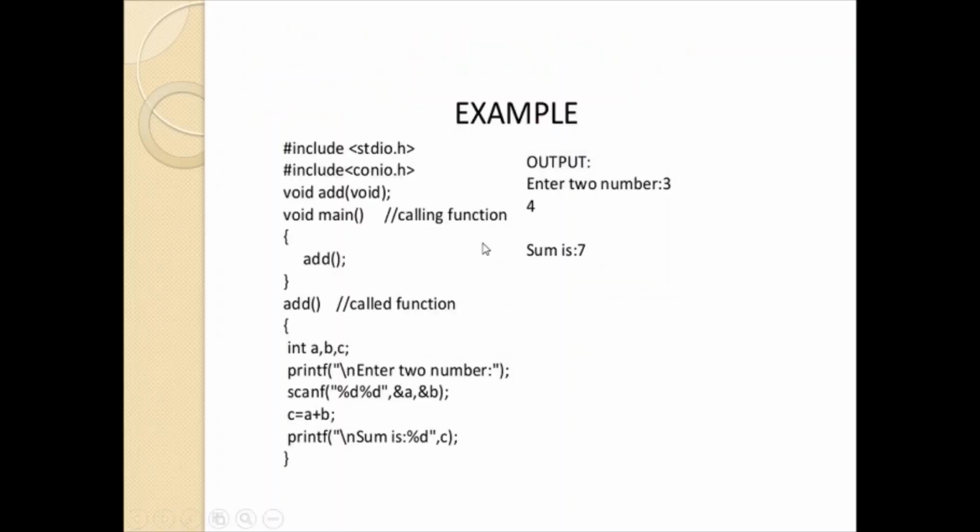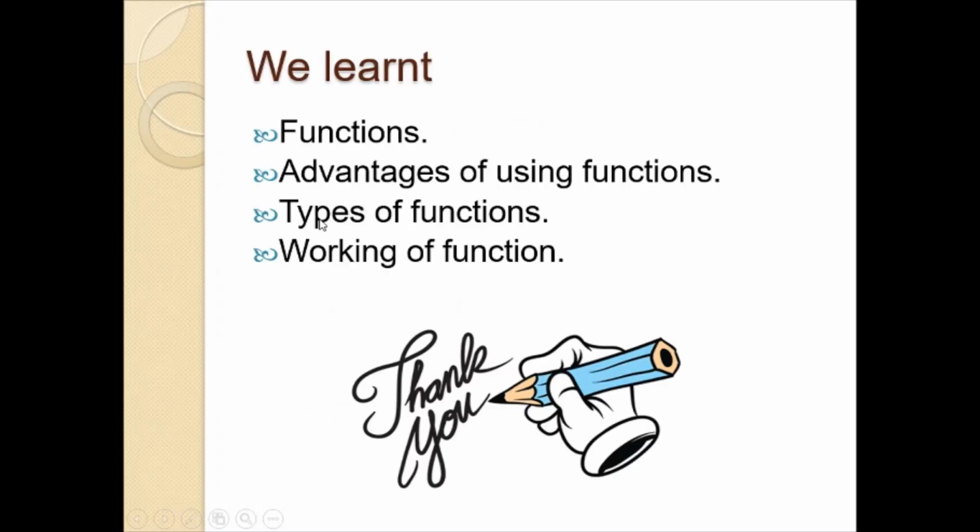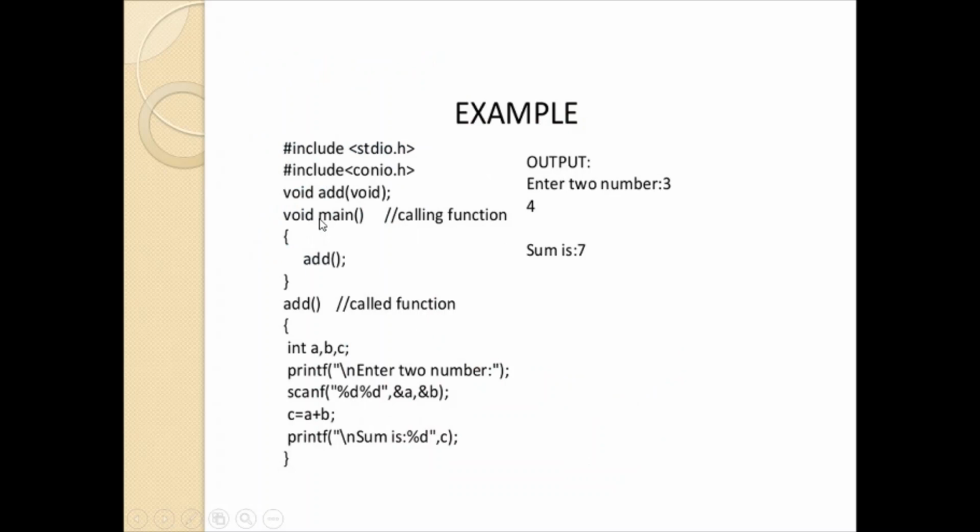Here is an example. We have the main method and one more method, or function you can say, that is the add function. Before using any method in our program, we have to declare it. That we will study in a later part. For the time being, just note that whenever you are using any function in our program, we have to declare it. Next, execution is going to start from this main method.